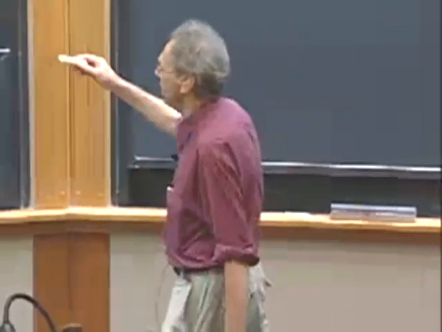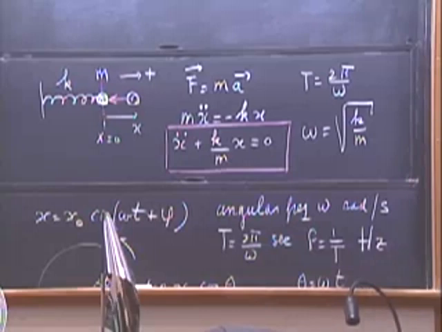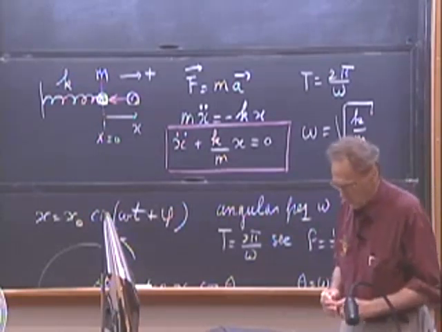It's independent of how I start the experiment off. It's independent of phi. It's independent of what I call t equals zero. Nature doesn't give a damn what I call t equals zero. Nature has one answer for the frequency, and that's only determined by k and by m, not by my initial conditions. Not so intuitive.